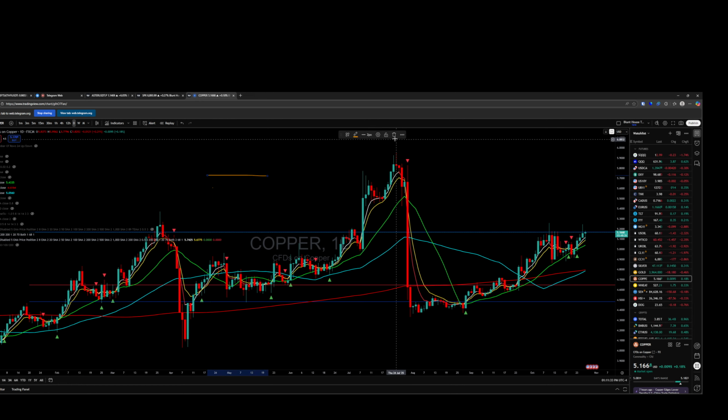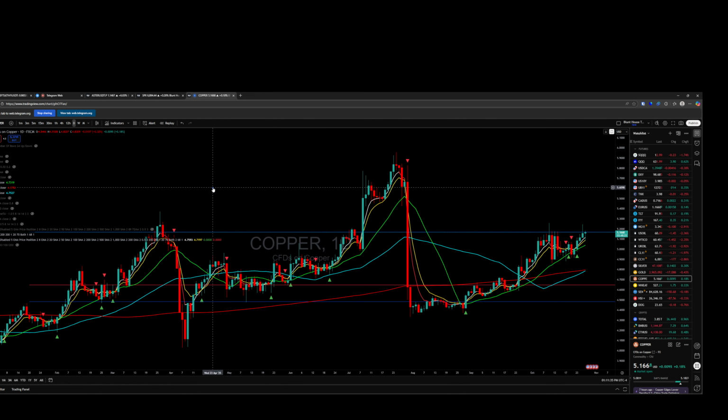Did you ever do that? Forget you've changed your thing and you start drawing all over your chart. So, that's what I just did.